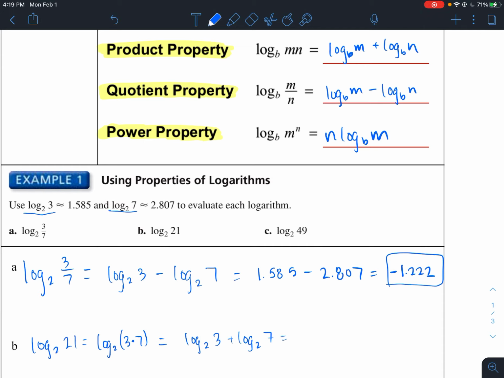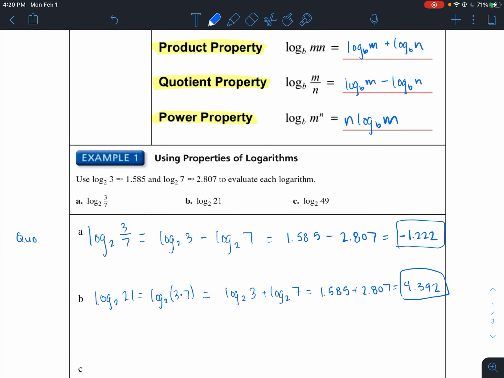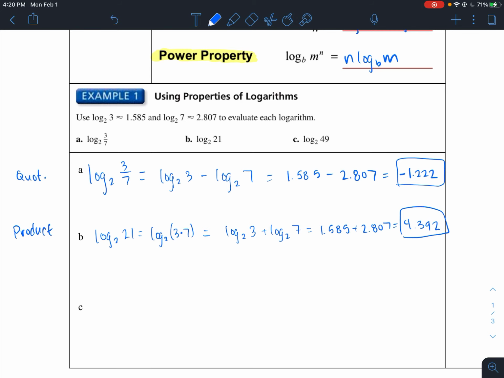Knowing the value of these logarithms, this is equal to 1.585 plus 2.807. If you add those together, it is 4.392. Okay, so here we use the quotient property. Here we use the product property. Let's see what this one might require of us. So C: log base 2 of 49.